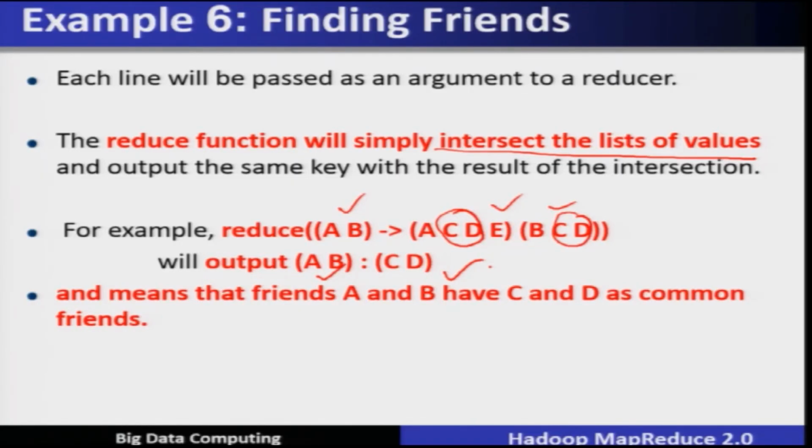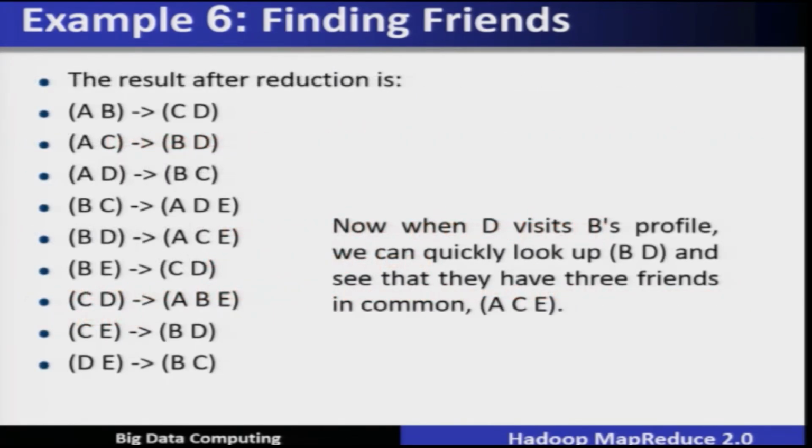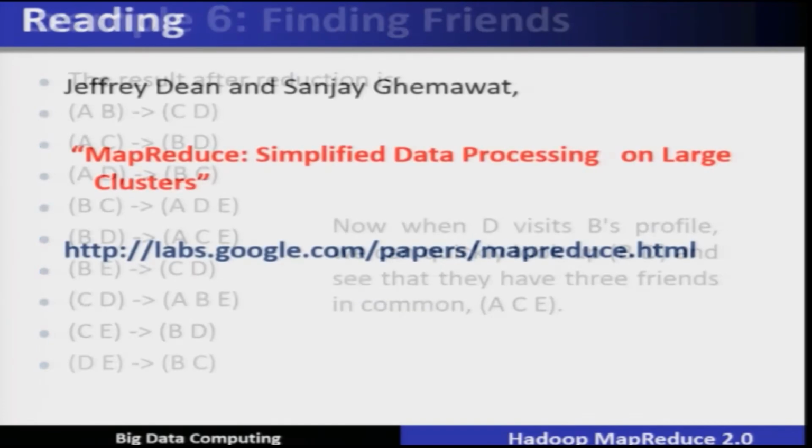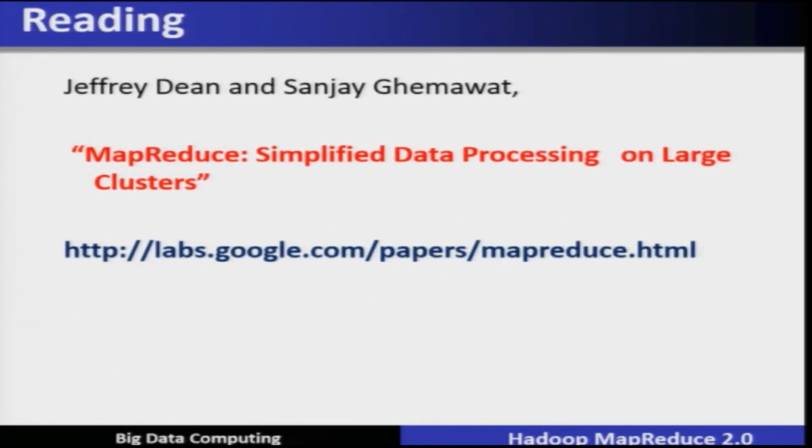This operation will be performed in this manner by finding the intersection for every set of persons. In this manner we are computing the list of common friends in parallel, and this particular operation is being performed. Thank you.